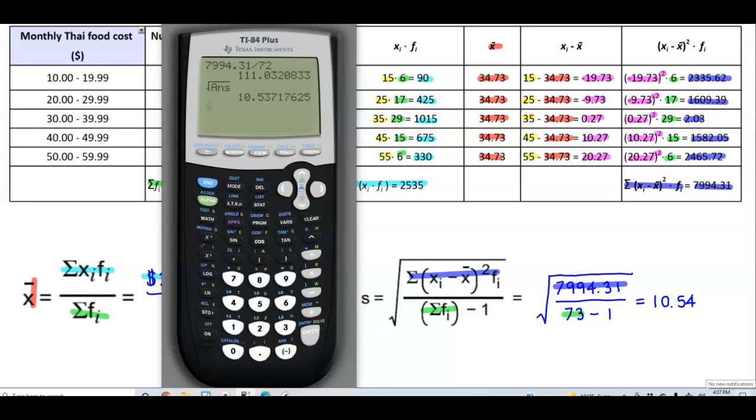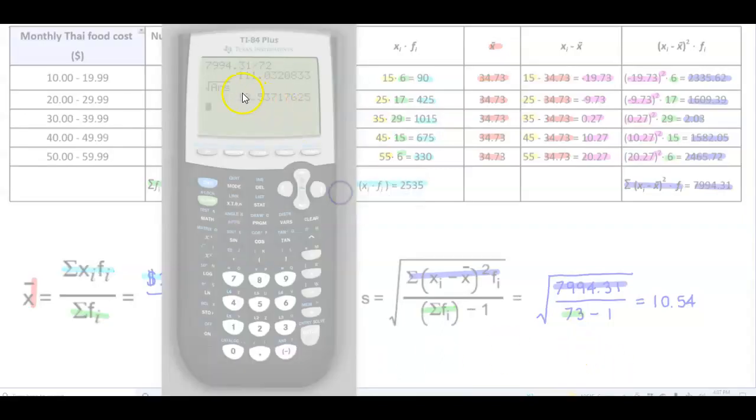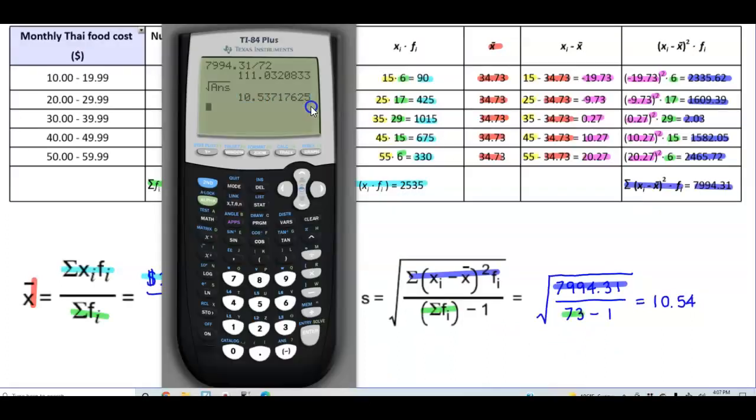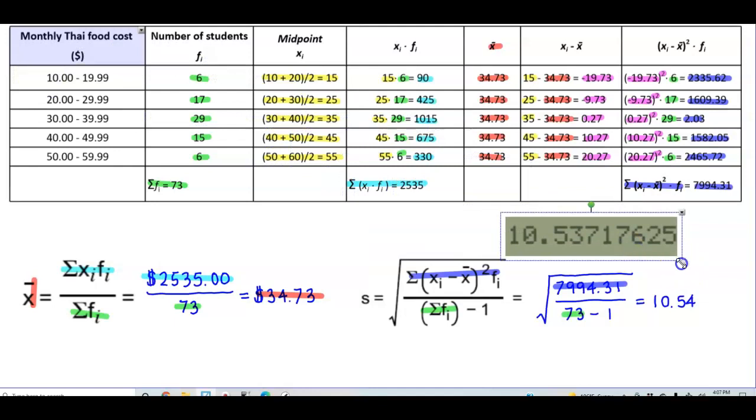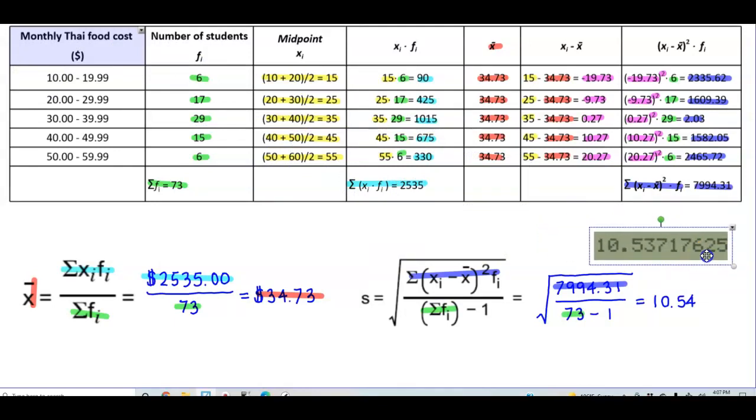Okay, so what does this tell us? Well, this gives us the following number. Let me go ahead and copy this number here. So this is what we get for the standard deviation. But they ask us to round it to 2 decimal places, so we round it to the 100th place, and therefore we end up getting a sample standard deviation of 10.54.